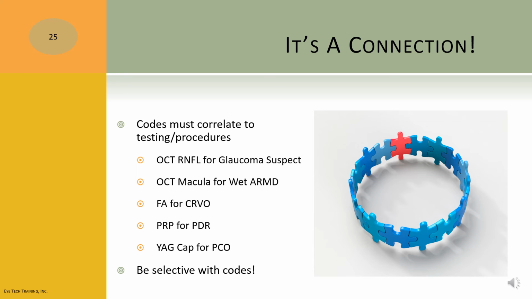OCT macula, there has to be some type of retinal diagnosis to go with the OCT macula, like macular degeneration, epiretinal membrane, or macular edema. For FAs, why did we order the FA? Why did we need to do it? Is it for a vein occlusion or is it for proliferative diabetic retinopathy? PRP laser, once again, why did we do it? Probably for proliferative diabetic retinopathy.